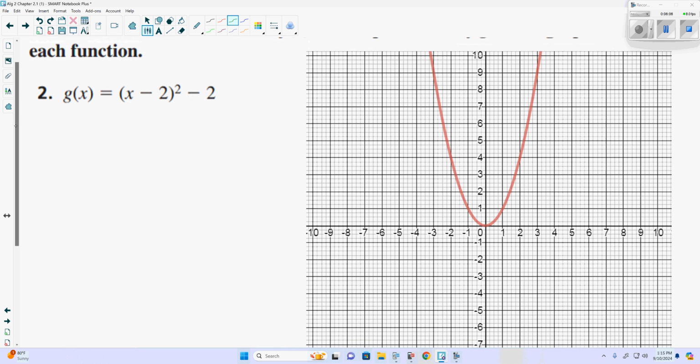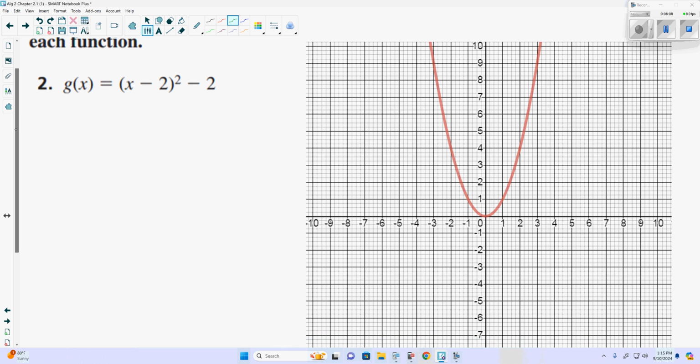g of x equals (x minus 2) squared minus 2. How many transformations do we have? 2. We have the x minus 2 inside and our negative 2 on the outside. Let's do the minus 2 inside. Inside parentheses, is it to the left or to the right, and how far? 2, and it would be to the right. So we have right 2. And then our minus 2 on the outside would be down 2.